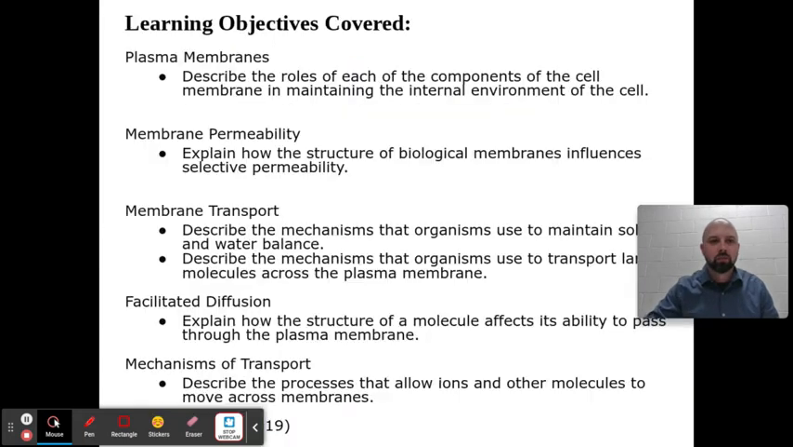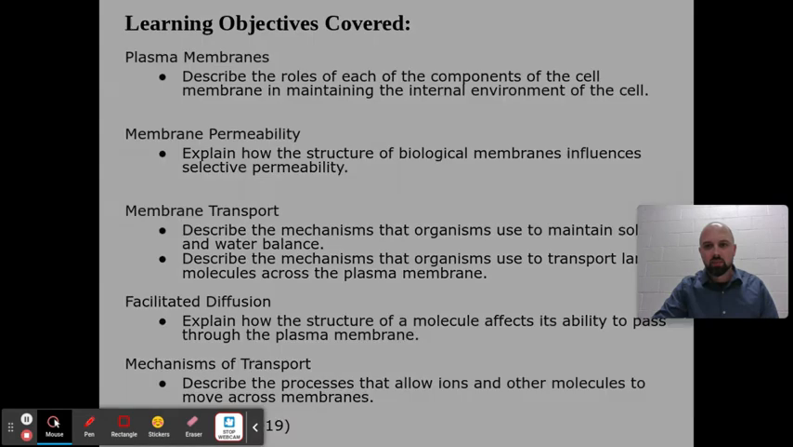So here we go. All right, so these are learning objectives that I use in my AP Biology class. You can see they're broken down into five categories: the plasma membrane, the membrane permeability, membrane transport has two, and then we have facilitated diffusion and the mechanisms of transport. Those are what I go through in this lesson, or this set of lessons, particularly.